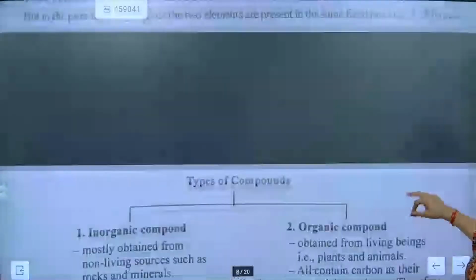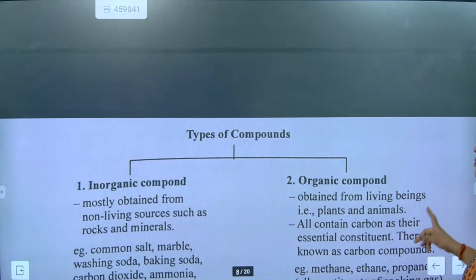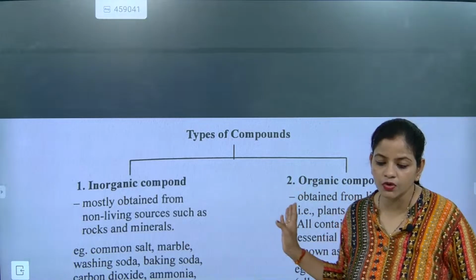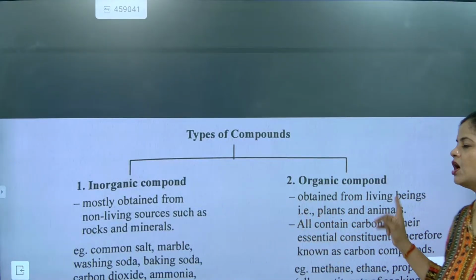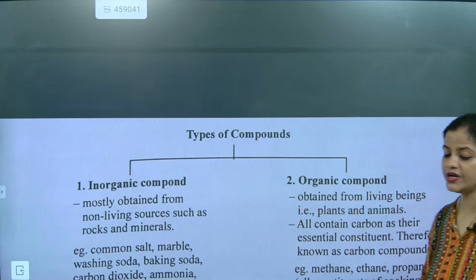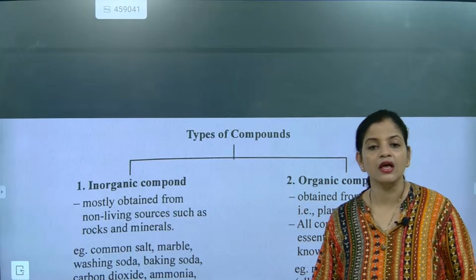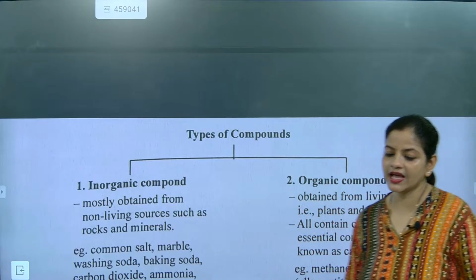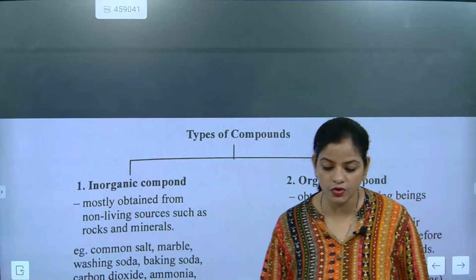Now we will talk about types of compounds. Compounds are generally divided into two types: inorganic compounds and organic compounds. We will discuss this in the next class. In the next class, we are going to study this part.